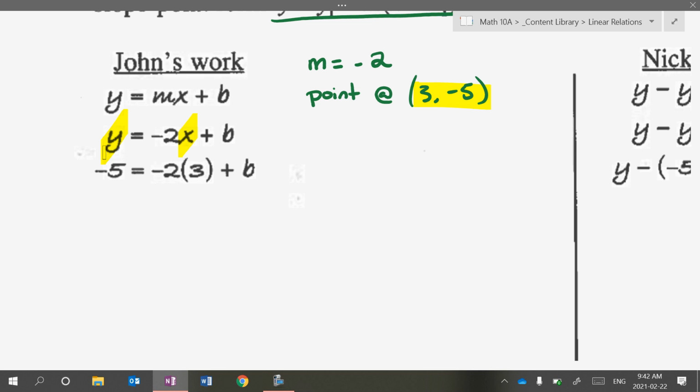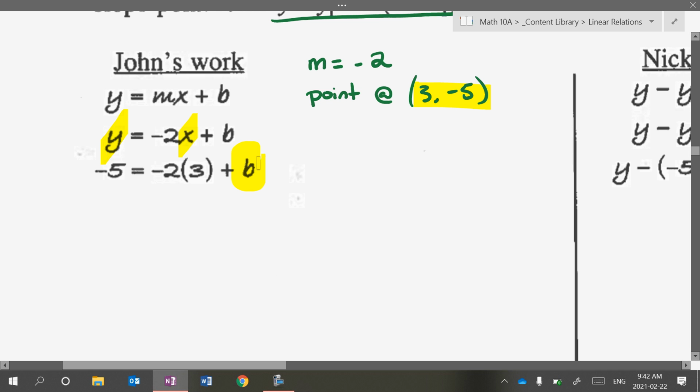Our general form always has the x and y still there. But by doing that, he's able to isolate and solve for b to find that piece of information. So let's figure out what b is from here. So then he's going to keep going and finish this out. So -2 times 3 gives us -6 plus b. So then if we add 6 to both sides, we find our y-intercept is at 1. So then he would have gone and plugged that back into his original equation and gotten this.